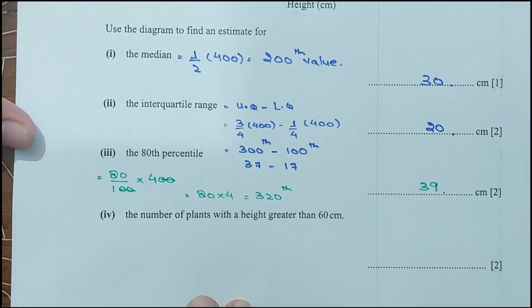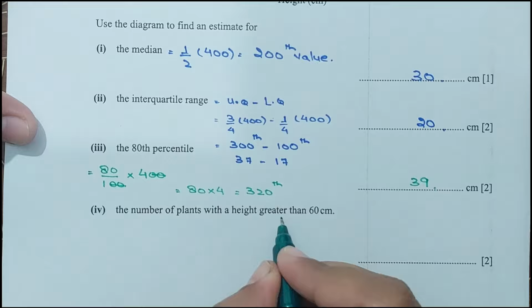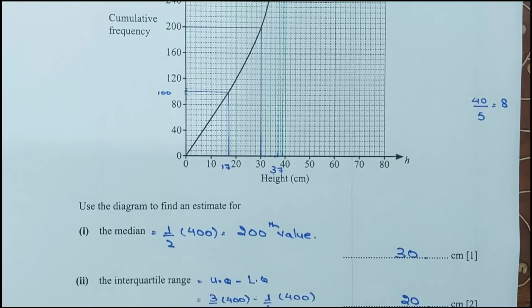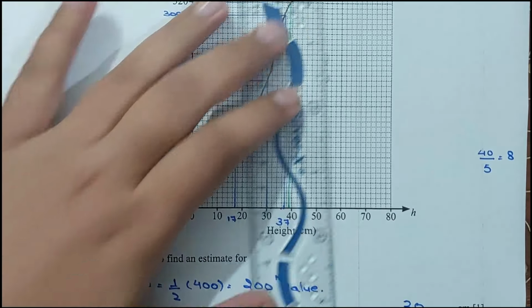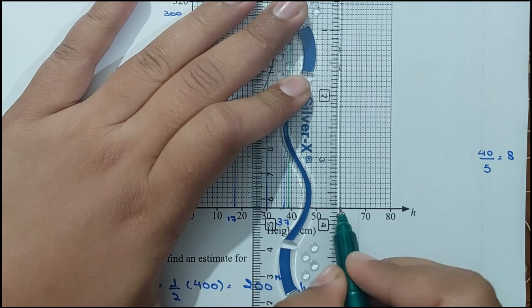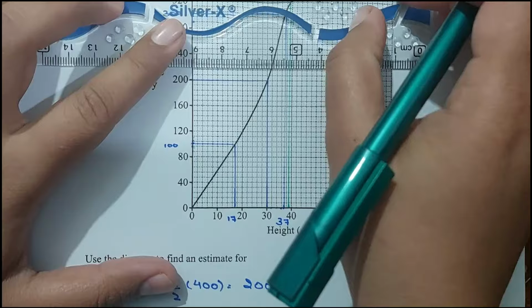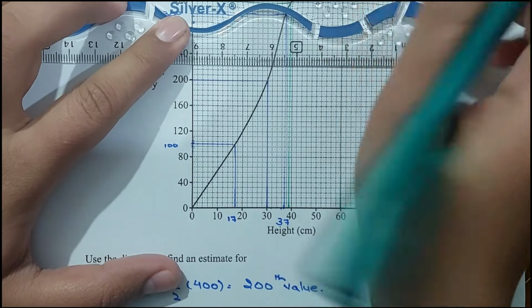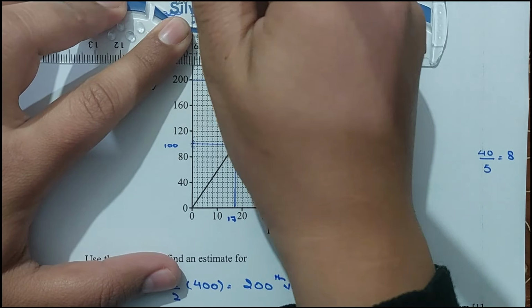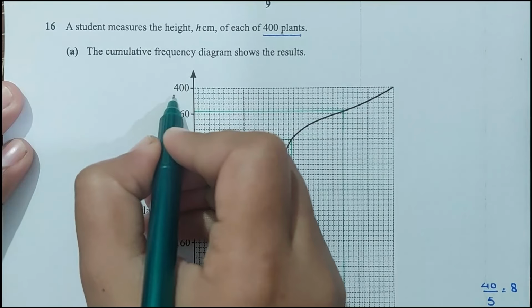Right. Now for part 4, the number of plants with a height greater than 60 centimeters. Height more than 60 centimeters. We have to find the number of plants. The height is 60 centimeters. The number of plants we have to calculate. This is in the middle. Okay, so total are 400 plants, right?